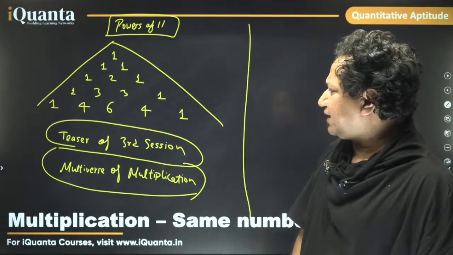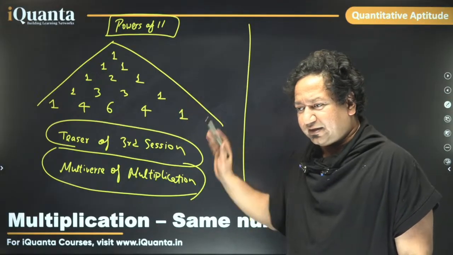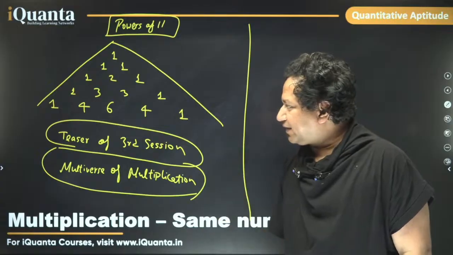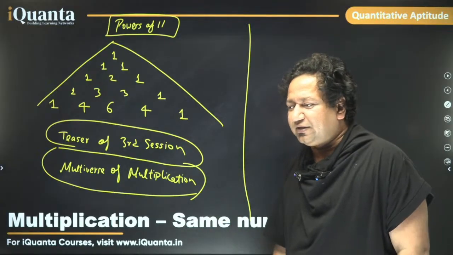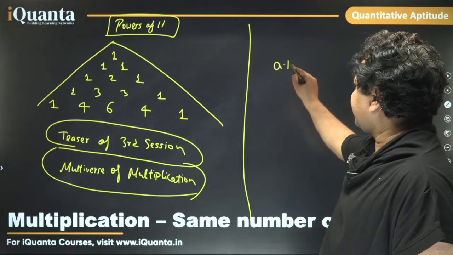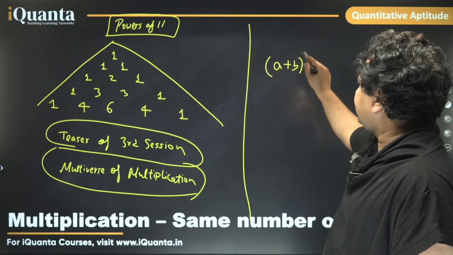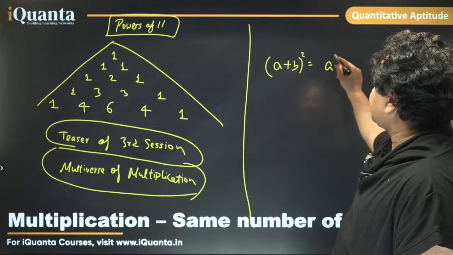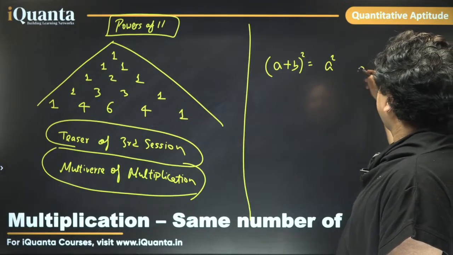Some people might know it. Okay, this is the teaser for the third session. By the way, just to show you something, and you will say, wow, why did we not know it earlier? (A plus B) to the power 2. You know what that is? It's A square, B square, and 2AB.